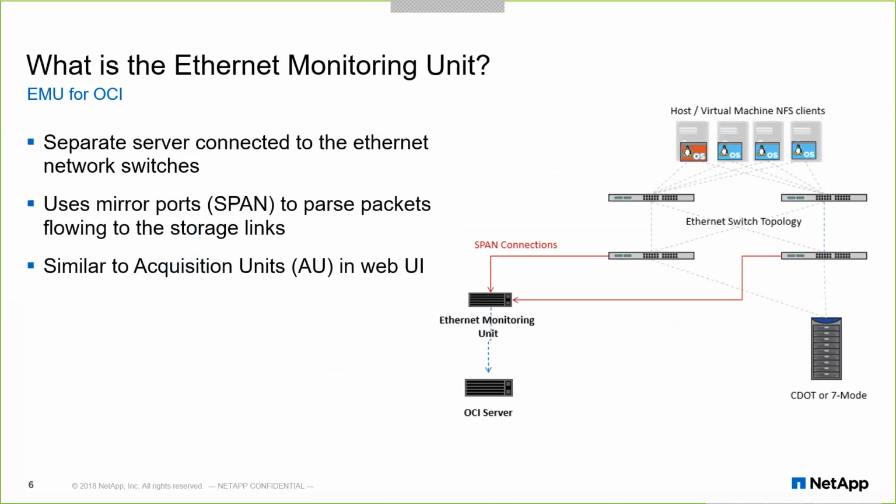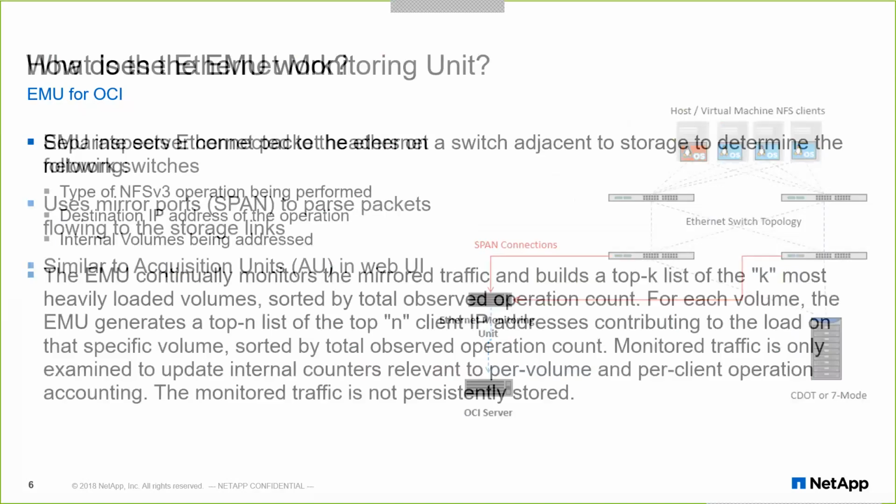So looking at the architecture, what this requires is that you have to have span ports that are mirroring traffic from switches over to the Ethernet monitoring unit. This monitoring unit has to be a physical machine, which we'll look at here on the next slide. But in terms of looking at the web client, it looks kind of like an acquisition unit.